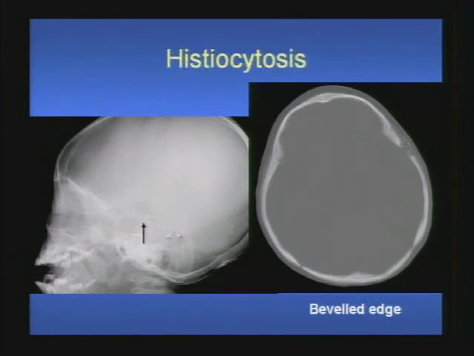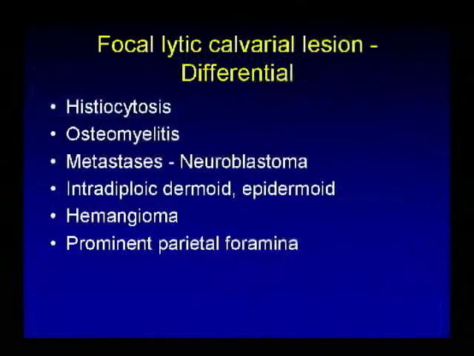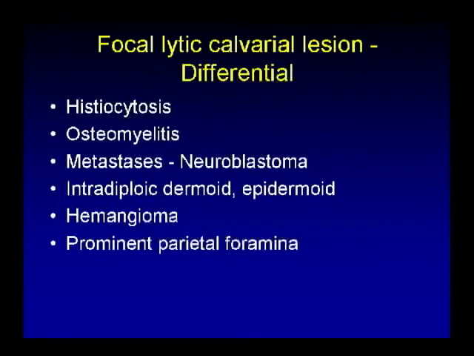And CT scan at that level shows the classical, what is called a beveled edge, which indicates a greater degree of erosion of the outer skull table as compared to the inner skull table. Differential diagnosis for a focal calvarial lesion in a child would include, apart from histiocytosis, osteomyelitis, and other uncommon etiologies like neuroblastoma metastasis, dermoid or epidermoid, hemangioma, or very rarely in the parietal region, they can be normal variant prominent parietal foramina.